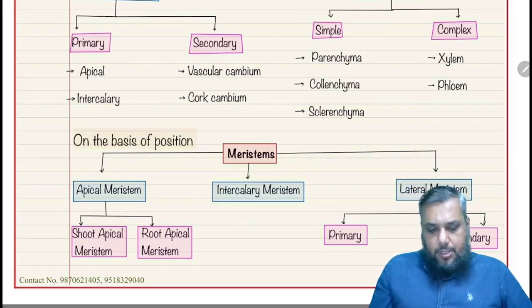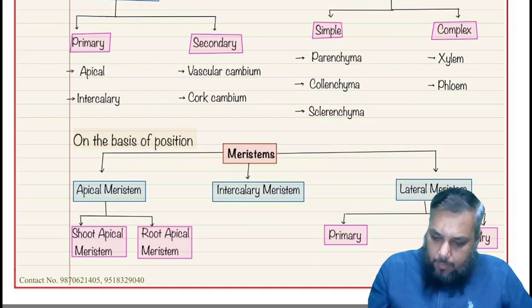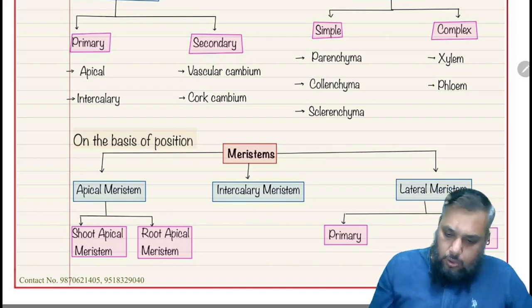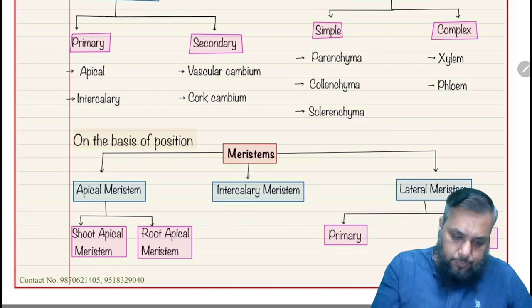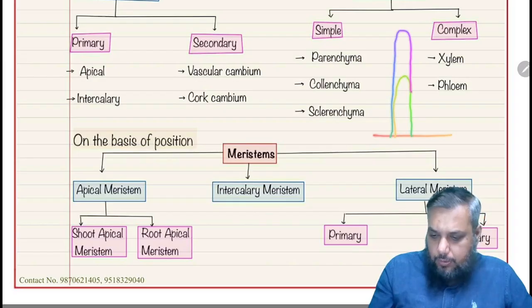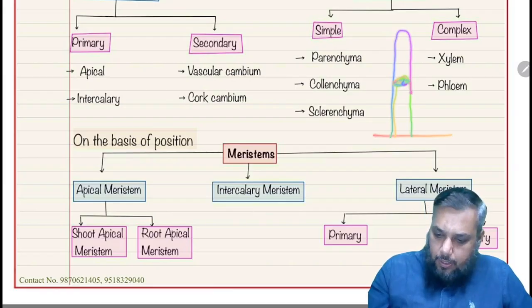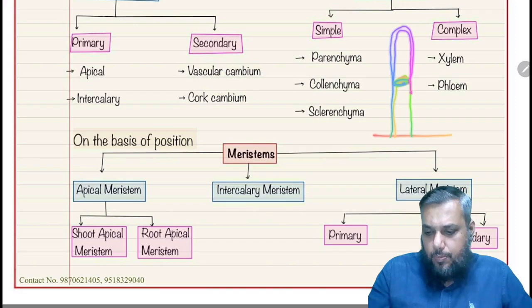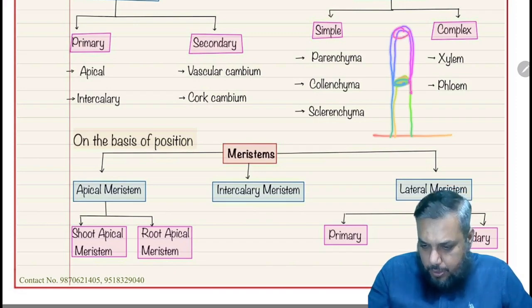Now, these meristems, like the SAM, the shoot apical meristem, will result in an increase in the length of the plant body. Initially it was here, the shoot apical meristem. Now it has resulted in an increase in the length of the shoot. Now this is the new SAM.